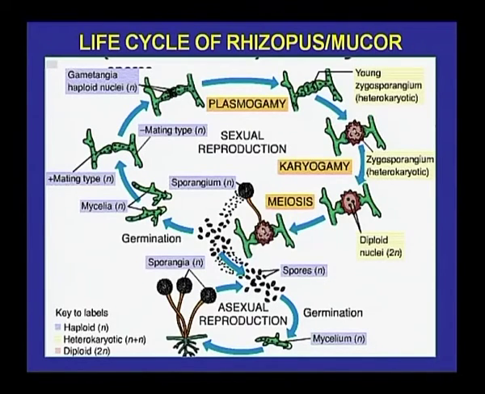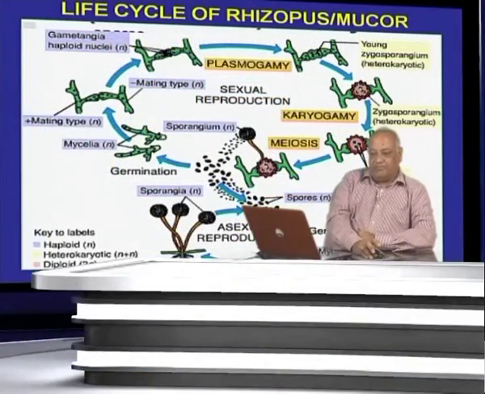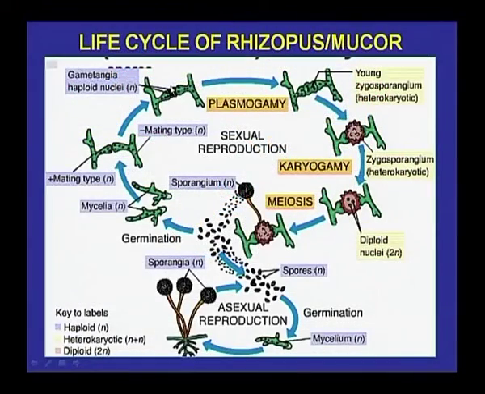But during the sexual reproduction, the mycelium develops into two types of mating structures, that is the plus strain and the minus strain. These plus type and minus type mating strains fuse and make the gametangia, which are haploid in nature. Then plasmogamy occurs and young zygosporangium or heterokaryotic zygosporangium is formed. Then karyogamy occurs, and the zygosporangium after the reduction division gives out 4 types of spores again to infect the plant.